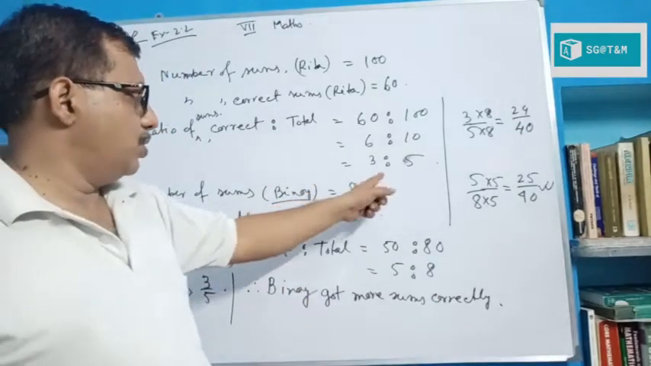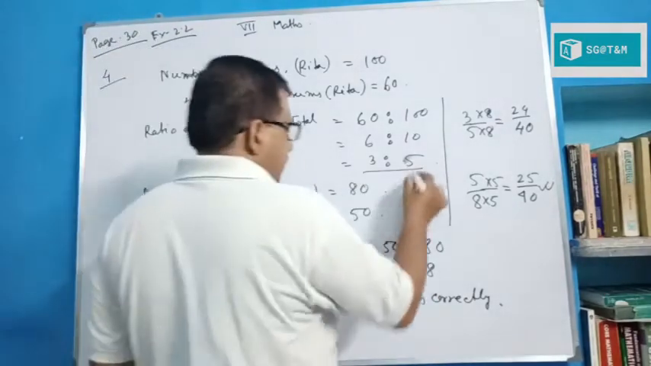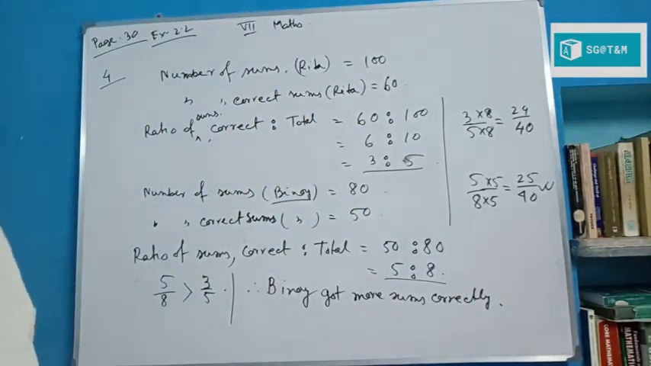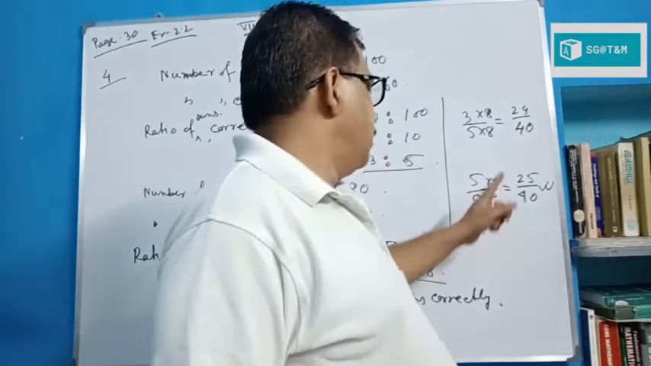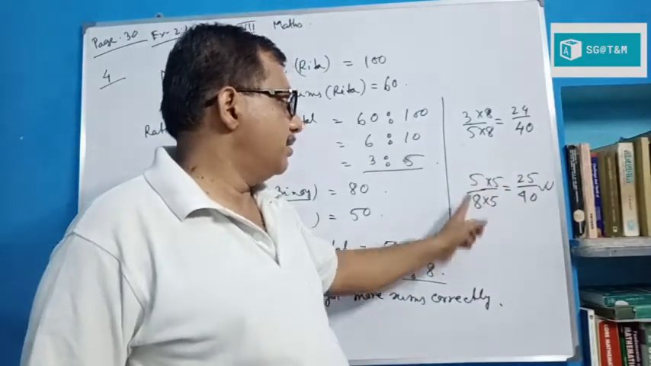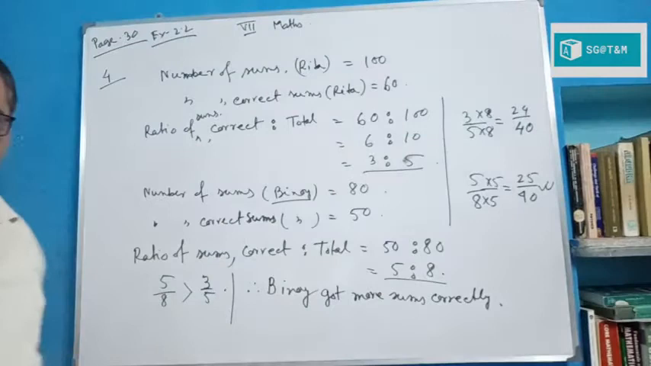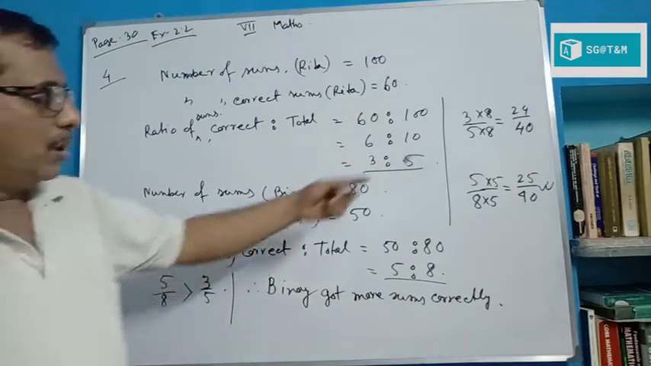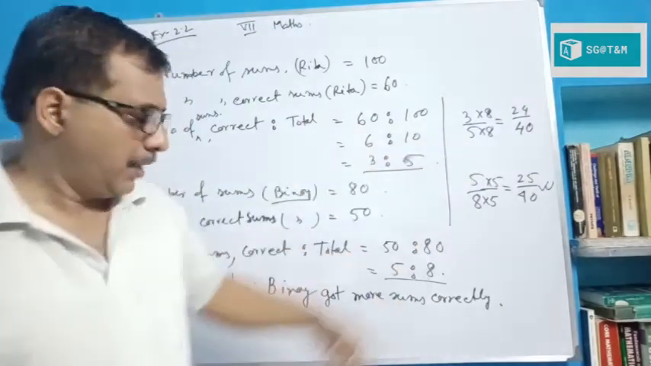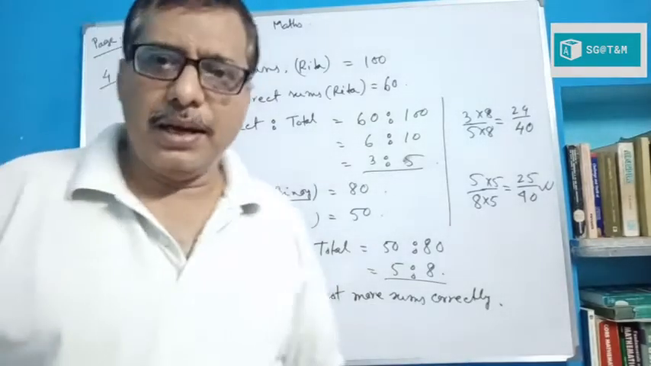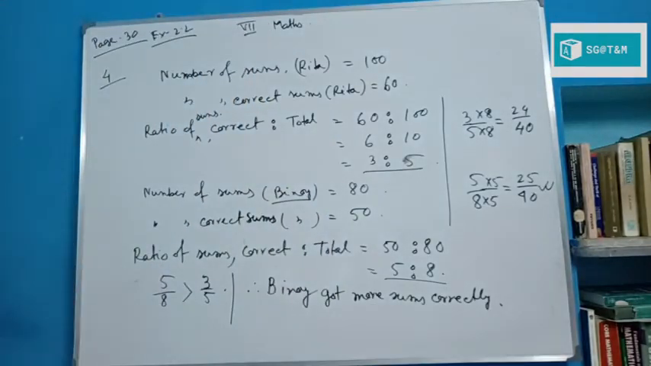Now from these two ratios, one is 3 is to 5 and the other is 5 is to 8, we have to find out which one is the greater ratio. That means 3 by 5 and 5 by 8, which one is greater? After simplification, we get 5 by 8 is greater than 3 by 5. It is written on the board. You have to show this also. 5 by 8 is greater than 3 by 5, so Binoy got more sums correctly. Now it's clear. Okay?